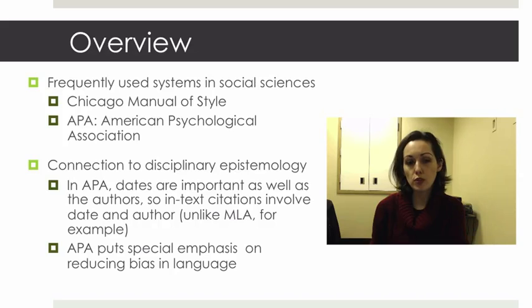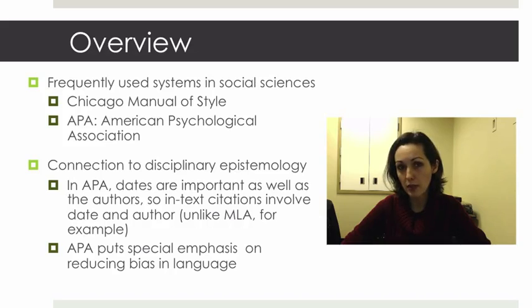I will also use some online examples here and some of the examples that I made up for this video. Some of the important things to know for APA are how current your sources are, and that is why the dates are important as well as the author's name. And in-text citations, which is what I'm going to tell you in a couple of minutes, you include the date as well as the name of the author, unlike, for example, MLA, which only uses the author's name.